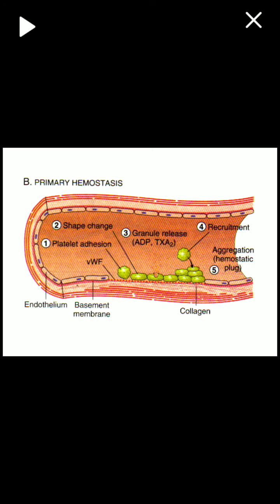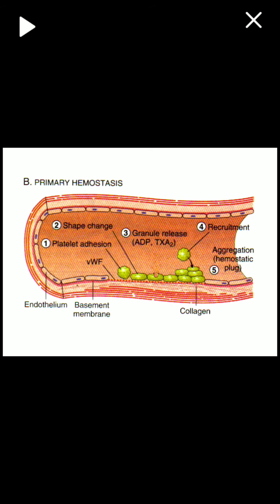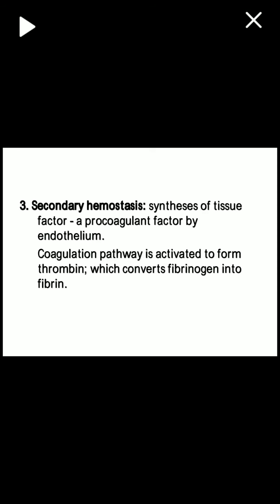So remember, primary hemostasis is mainly for the formation of the clot at the site of injury to stop the blood. In primary hemostasis, platelet function is a must, so we need normal platelets and normal platelet function too. Next comes secondary hemostasis, which is nothing but synthesis of tissue factor, a procoagulant factor, by the endothelium. Here the basic mechanism is the activation of the coagulation pathway to form thrombin, which converts fibrinogen into fibrin.